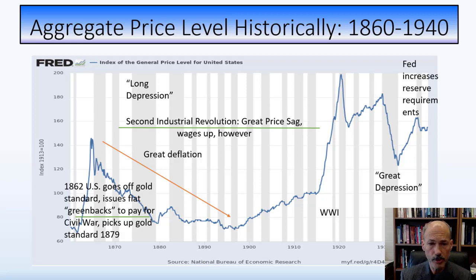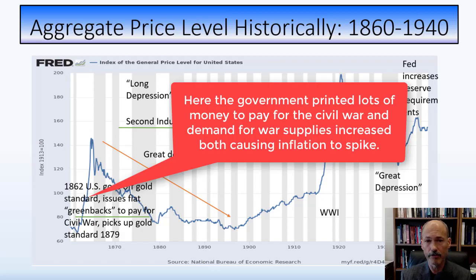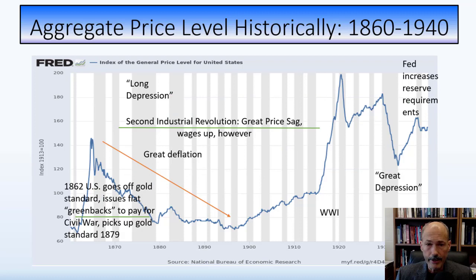So that's what you see in the early 1860s. You see a ramp up in the aggregate price level. That means there's a ramp up of inflation. And then the government goes off of the gold standard. We'll talk a little bit of that.